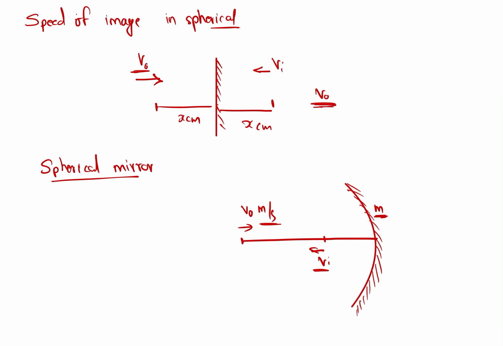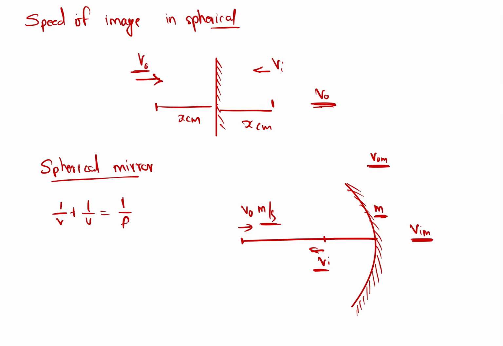Here the velocity VO is the velocity of the object with respect to the mirror, and VI is the velocity of the image with respect to the mirror. So first of all, we have to write down the mirror formula, which is 1 by V plus 1 by U is equal to 1 by F.